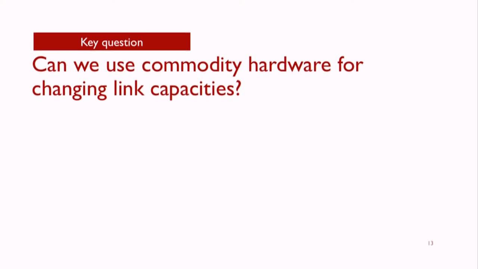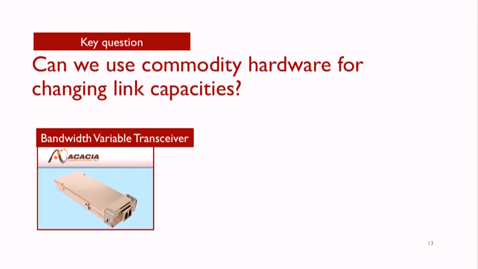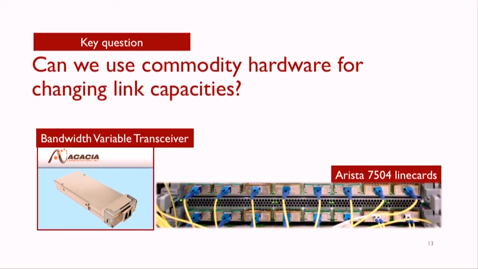So we ask ourselves, can I use commodity hardware that's already out there in the market, and use it for adapting link capacities in today's networks? We asked ourselves this question and we found that there are these devices called bandwidth variable transceivers, or BVTs, that are currently available. What these devices do, as of now, is that they plug into the line cards of switches. So here I have a photograph of a switch from our lab. These are two line cards on the switch, and you can see the BVT modules are plugged into them in this way.